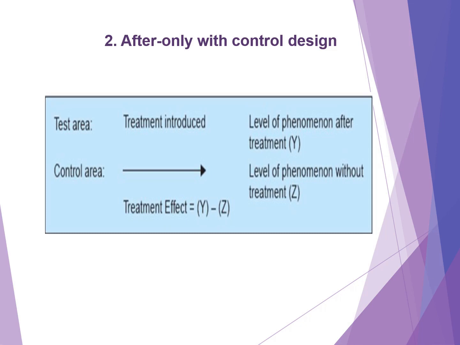We know that in after only with control design we have two areas, that is test area and the control area, and we are going to introduce the treatment only to the test area, and the treatment effect can be measured by Y minus Z, where Y is the level of phenomenon after treatment in the test area and Z is the level of phenomenon without treatment in the control area. From this we will get the treatment effect in this method.